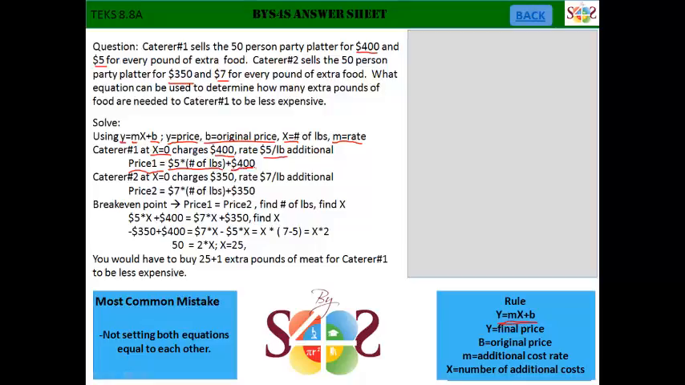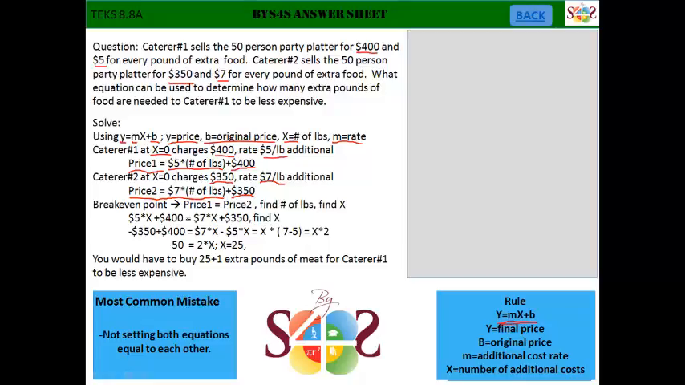plus 400. Then for caterer number 2, the original cost is going to be $350 at a rate of $7 per pound of extra food. So our equation is going to look like price number 2 is equal to $7 times number of extra pounds of food plus 350, which is our original cost.